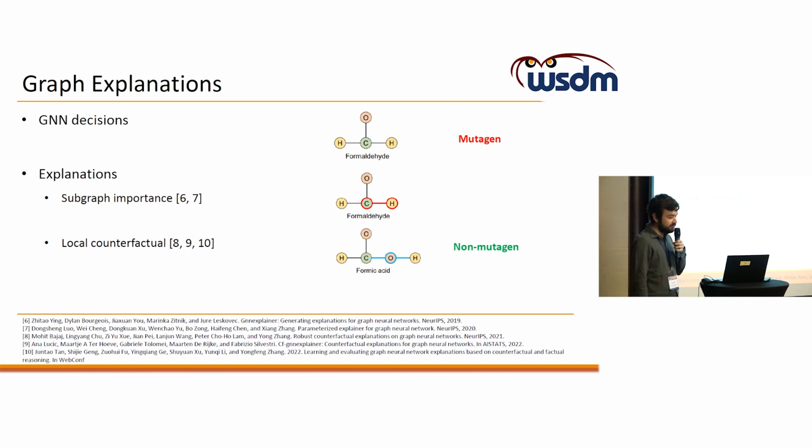Similarly, as in the mortgage application, we can also have a local counterfactual of formaldehyde. If we remove the hydrogen bond and add a hydroxyl bond, we will have formic acid, which is a non-mutagenic molecule. However, subgraph importance and local counterfactuals are unlikely to show the bigger picture. Global counterfactual methods will, similarly to the previous slides, define a general rule, which makes it easier to explain. For instance, instead of providing formic acid as a counterfactual example to formaldehyde, we can say, given any molecule with a carbonyl group, it needs to have a hydroxyl bond to be non-mutagenic.